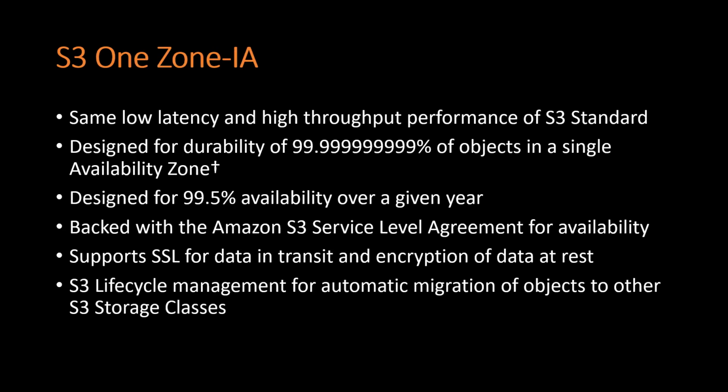Fourth is S3 one zone infrequent access. It provides the same low latency and high throughput performance of S3 standard. It is designed for durability of 99.99%, just like S3 standard, for a single availability zone. Now, it is designed for 99.5% of availability over a given year. It is backed by S3 SLAs, it supports SSL, and lifecycle management policies are applicable. Now, because S3 one zone infrequent access stores data in a single AWS availability zone, data stored in this storage class will be lost in the event of availability zone destruction.